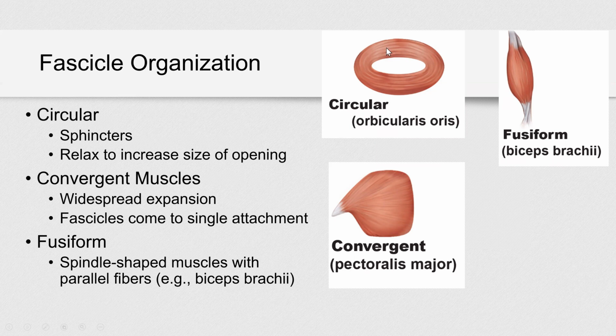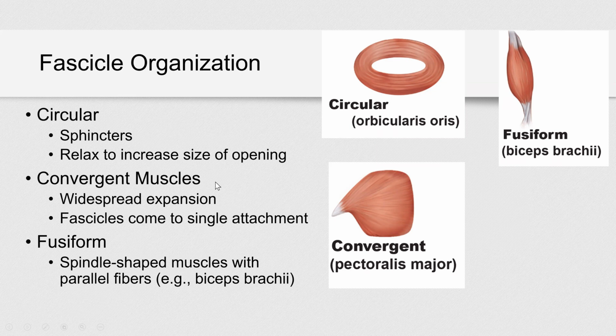Then we can have a circular arrangement of muscles. Those muscles form sphincters and they relax to increase the size of the opening. So the example over here is your orbicularis oris.